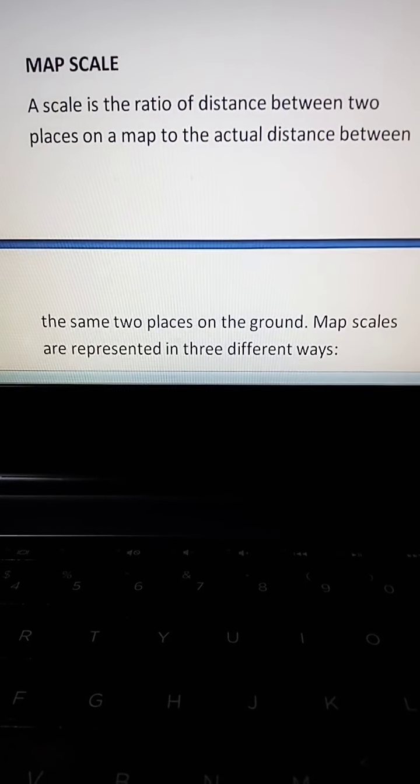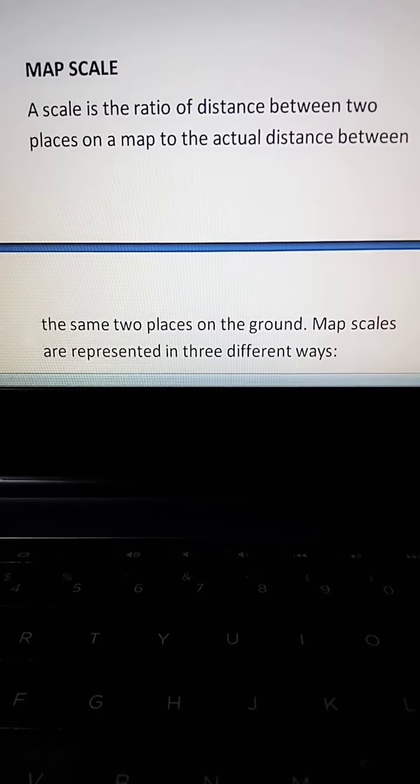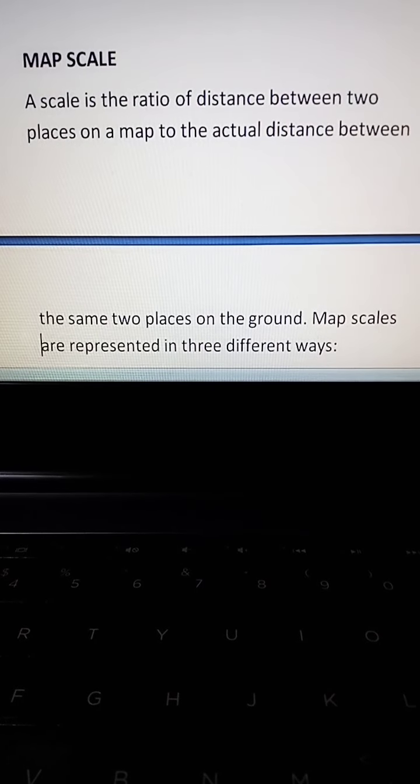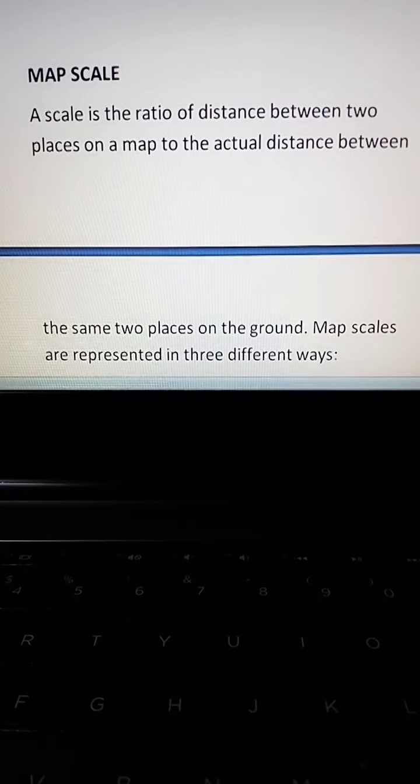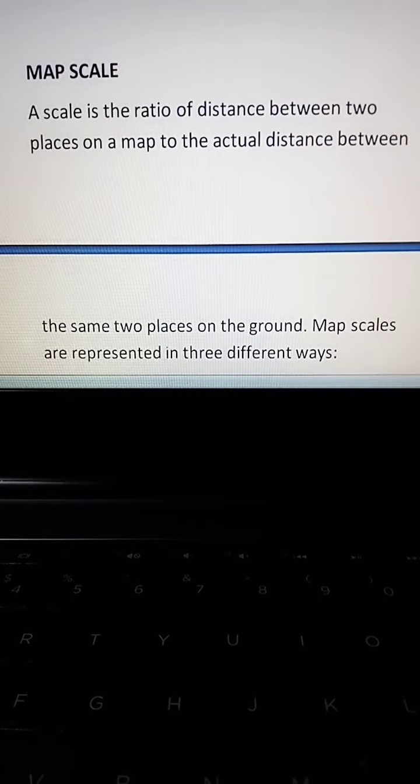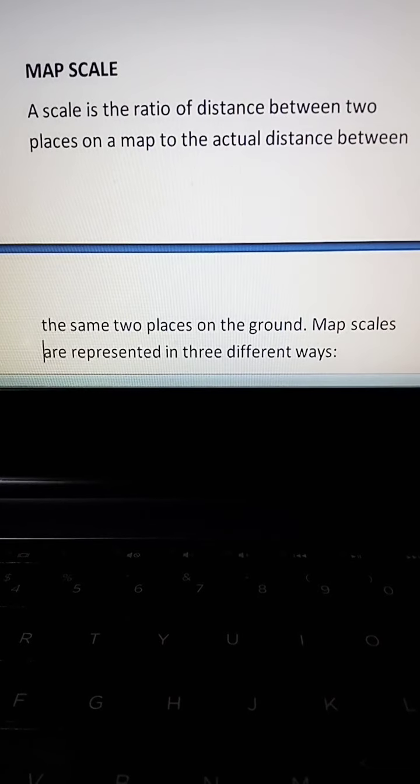Map scale. A scale is the ratio of distance between two places on a map to the actual distance between the same two places on the ground. Map scales are represented in three different ways.